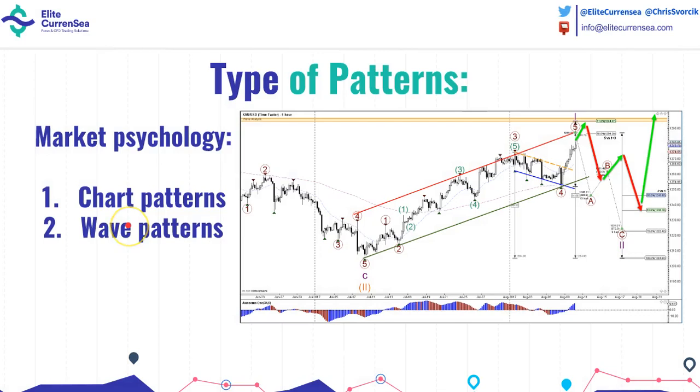So what kind of patterns do we have? We have patterns that are based on market psychology. Those are chart patterns and also wave patterns. So for instance, when we look at this chart on the right, which is a gold 4-hour chart, we see how the analysis of the fourth wave helps me judge that there could be a fifth wave left, right? This helps me make that judgment.